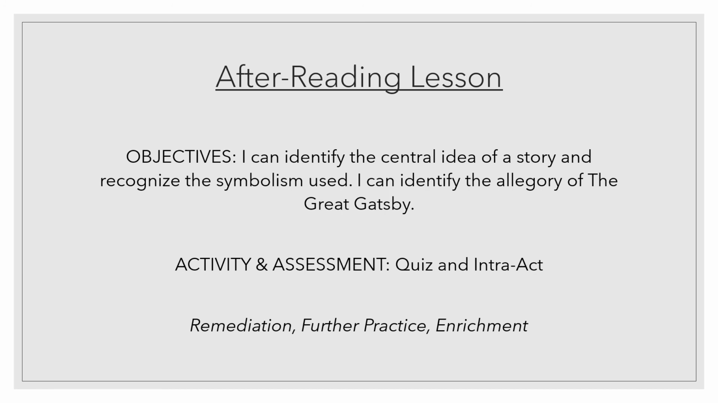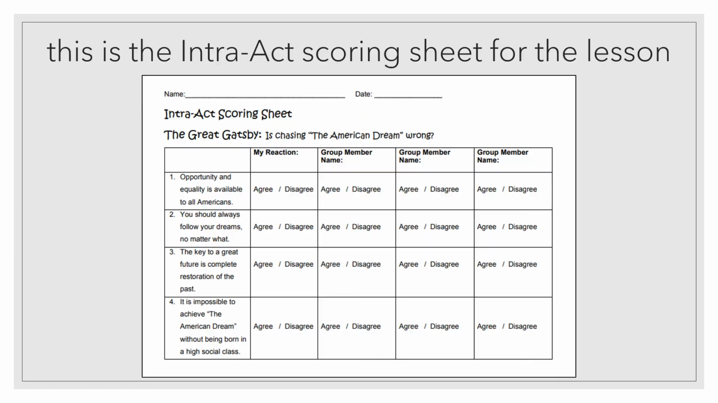For further practice, students who are iffy about the lesson would be asked to read Aesop's fable, The Fox and the Stork, and after reading it, students will write their own short allegory using what they know from the Lorax, The Great Gatsby, and this fable that they've just read.